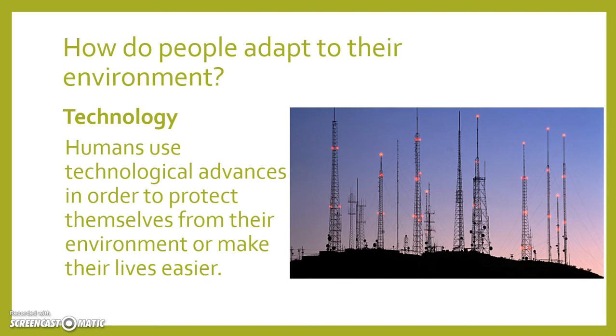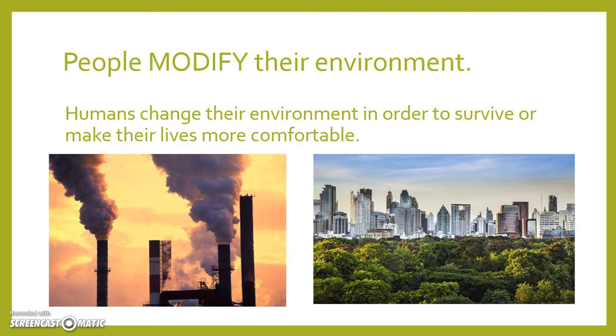How do people adapt to their environment other than dressing for the weather? Well, technology is another way. Humans use a lot of technological advances and devices to protect themselves from their environment or to make their lives easier. What you see in the picture are satellites, which are one way people have adapted to the long distances between one another. They set up these satellites so that they can communicate faster. That's an example of technology being used as an adaptation to the environment.